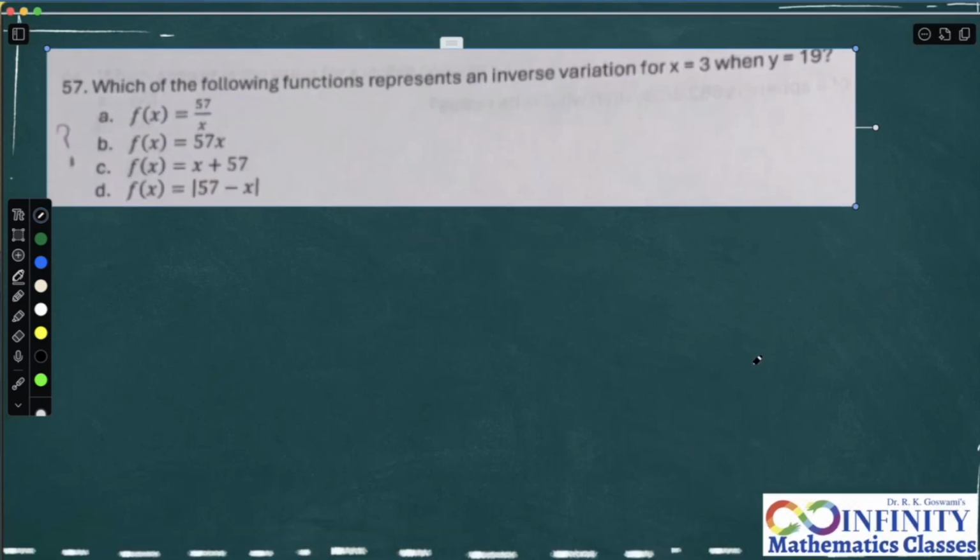Question 57: which of the following functions represents an inverse variation of x, when x is 3 and when y is 19?